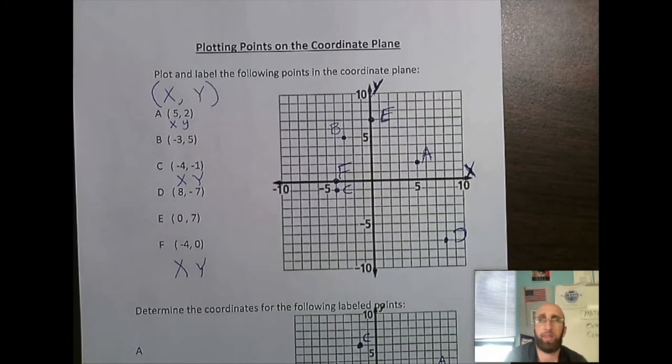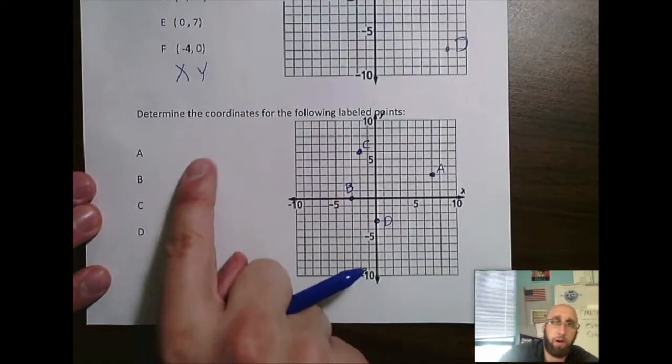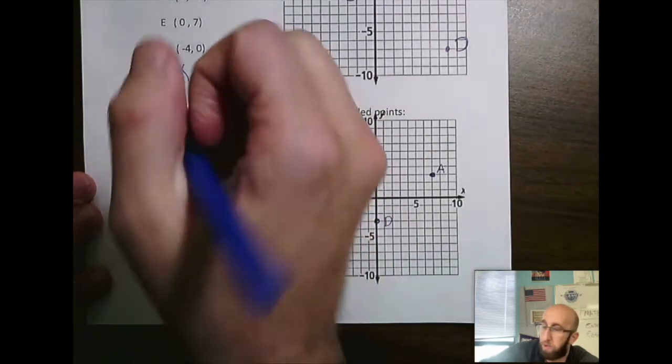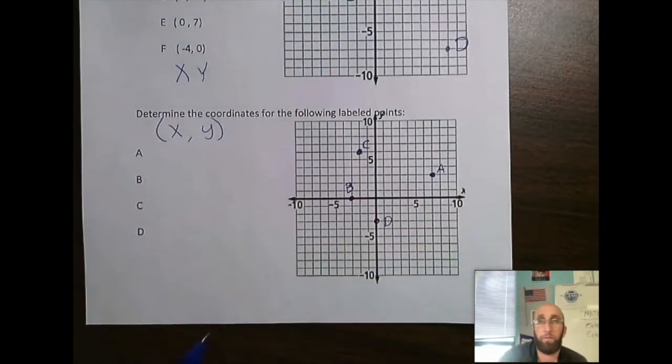That is how you plot some points. I went a little bit quick there. If you need to rewind, check it again, please do that. But that is plotting some points. What we're going to do now is work a little bit backwards. I've already plotted the points. We need to come up with the X, Y coordinates for these different points. So I just did 4 quick ones right here. We need to figure out the X and Y.